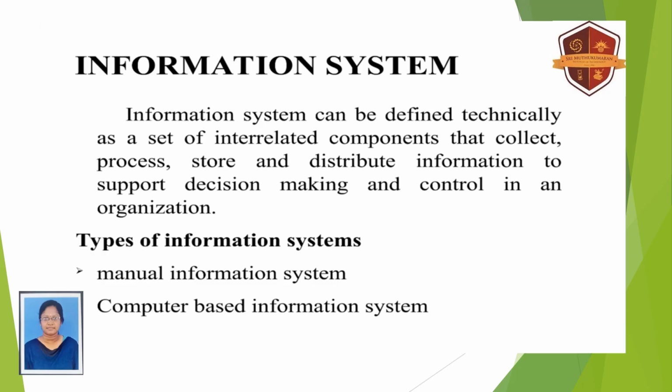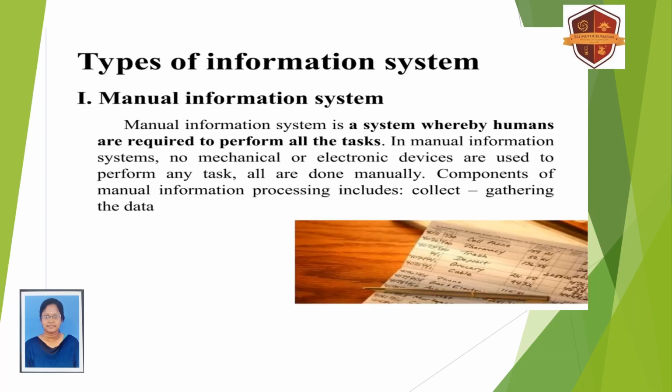Now we are going to see the types of information system. There are two types: manual based information system and computer based information system. Already we have seen these types. Manual based information system is where humans are required to perform all the tasks. Here the electronic devices like computers, smartphones and mobile devices do not perform any task. All processes are done manually by humans only.